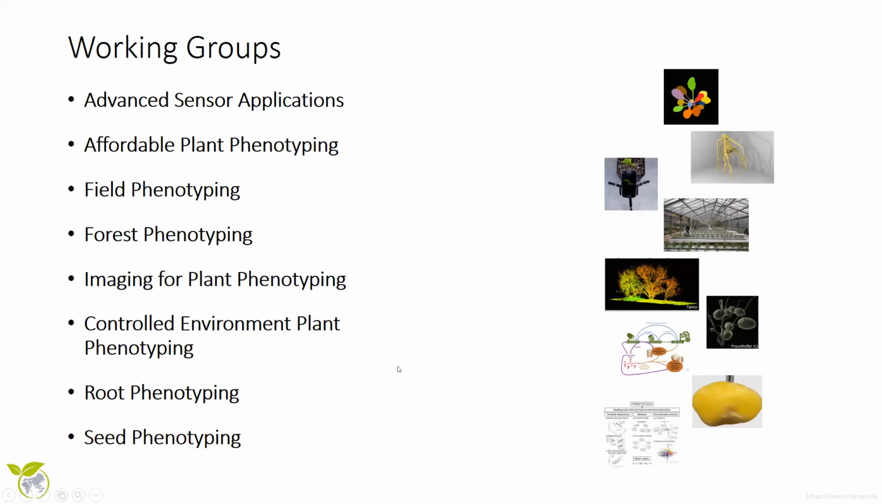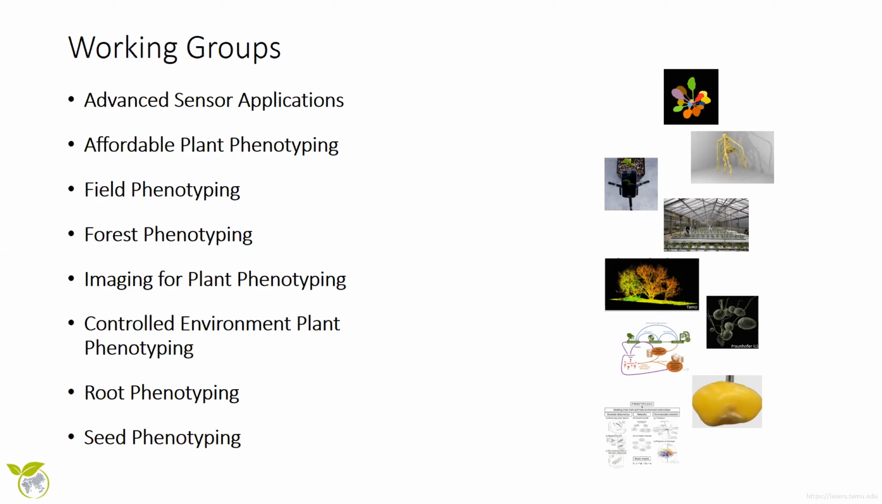An essential element of the work in the IPPN is the so-called working groups, and this is the number of working groups which we have today. This is about advanced sensor applications. We have also a group about affordable plant phenotyping, so this is things like smartphone-based phenotyping or phenotyping on cheap devices, which can be very valuable.